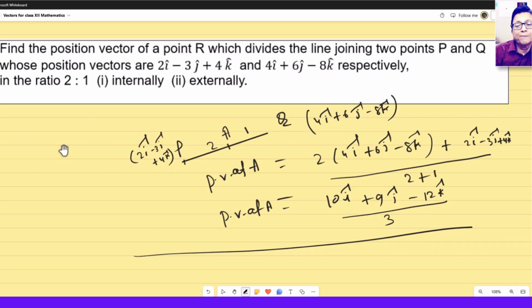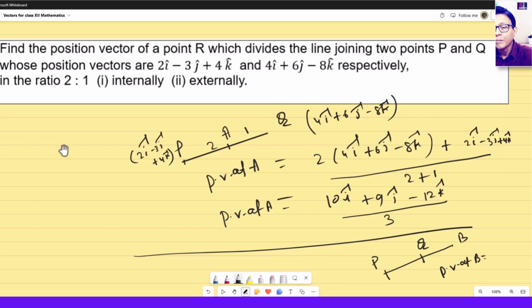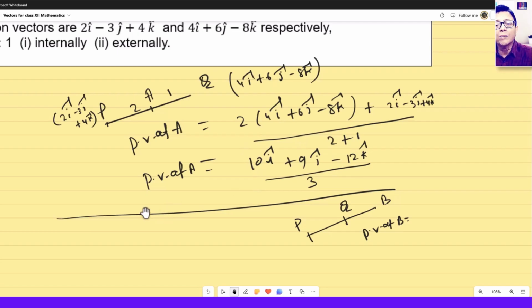If B divides PQ externally in the ratio 2:1, sorry, these are P and Q, not AB, whatever. PQ and B divides in such a way that PB is to QB equal to 2:1. You just change the sign over there. The position vector of B will be what? External division. Like the internal one, we can prove it for the external one also.